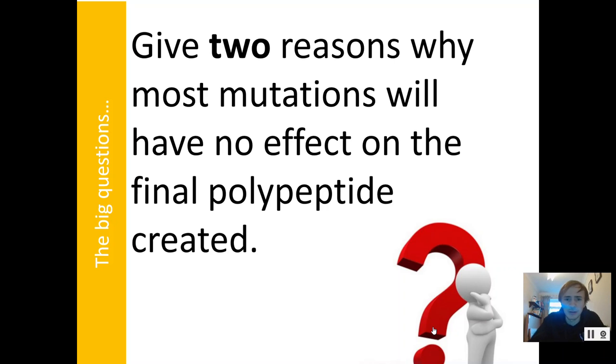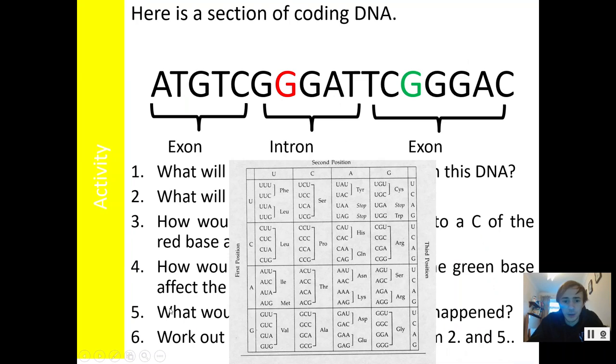Can you think of any other reasons why most mutations will have no effect on the final polypeptide created? Well, I'll give you a hint. If you don't remember any, we're thinking about the word degenerate here. So, if we go back to our coding table, if I change from a UCU on the mRNA to a UCC or a UCA or a UCG, I still get serine. So often, if you have a mutation, actually you will end up with exactly the same amino acid.